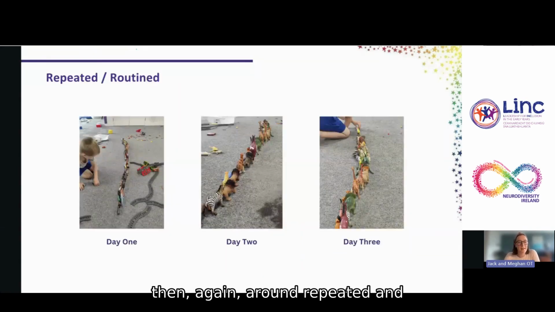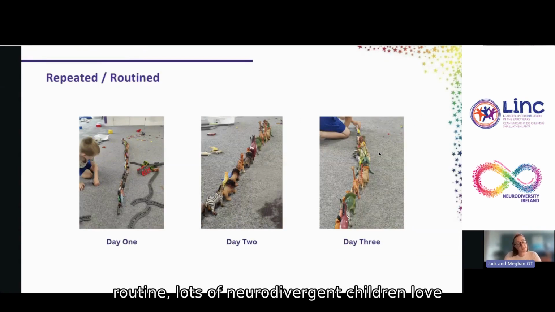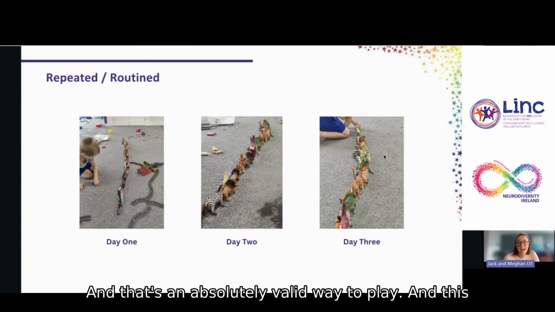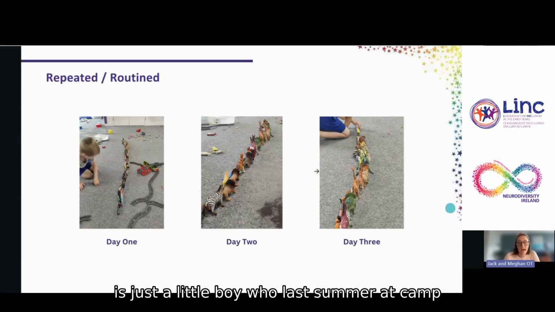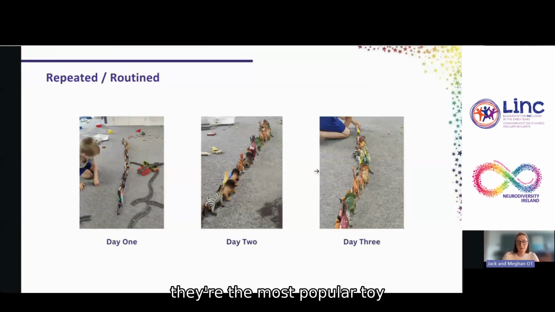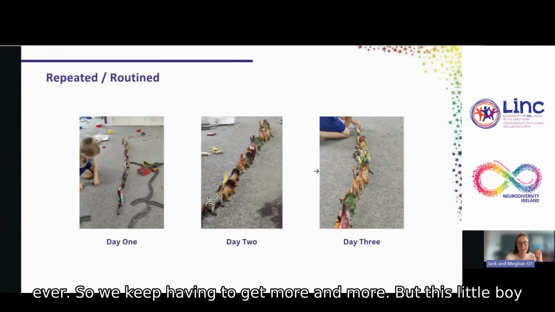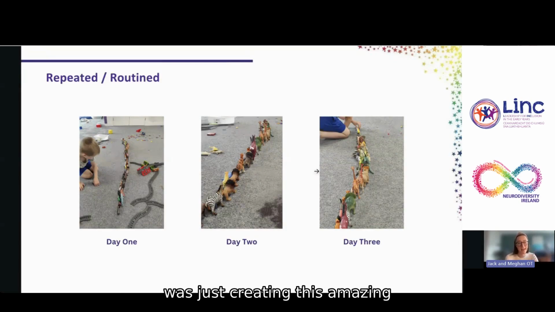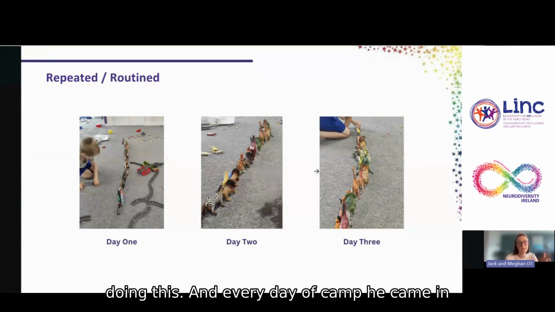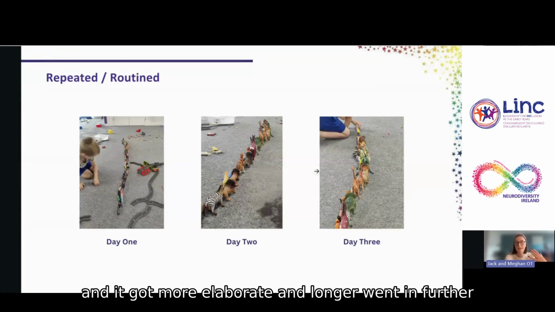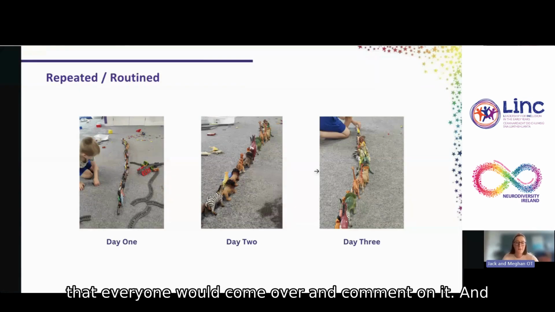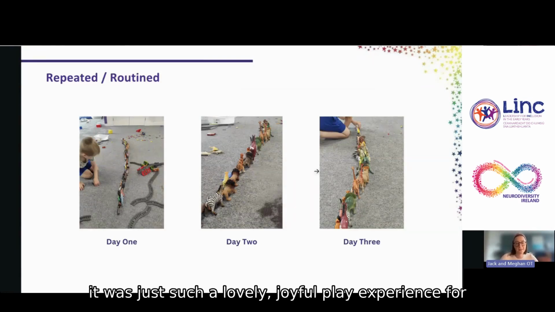And then, again, around repeated and routined play, lots of neurodivergent children love repeated play ideas or routine play. And that's absolutely a valid way to play. And this is just a little boy who last summer at camp came in, and we have hundreds of these toy plastic animals, and they're the most popular toy ever. So we keep having to get more and more. But this little boy was creating this amazing line of all these animals, and he was so specific how he was doing this. And every day of camp he came in and it got more elaborate and longer, went into further parts of the room, and he loved that everyone would come over and comment on it, and it was just such a lovely, joyful play experience for him.